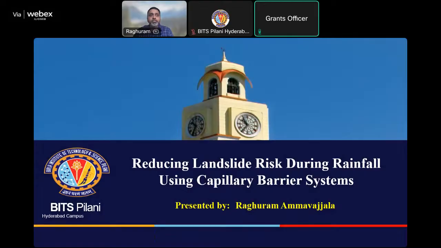In today's talk, Dr. Raghuram will discuss the application of capillary barrier systems for mitigating rainfall-induced landslides. The presentation will explore the use of municipal solid waste incineration bottom ash as a sustainable alternative to conventional coarse-grained materials in capillary barrier systems, highlighting the underlying mechanisms, experimental investigations, and its potential for enhancing slope stability while promoting sustainable engineering practices.